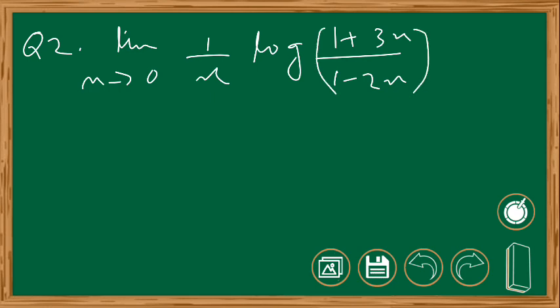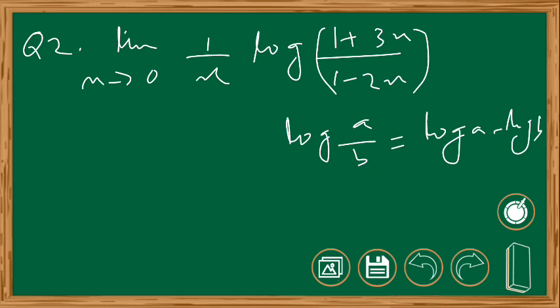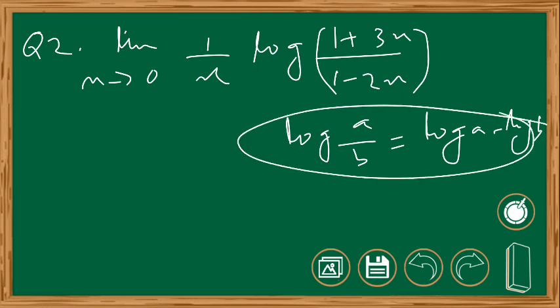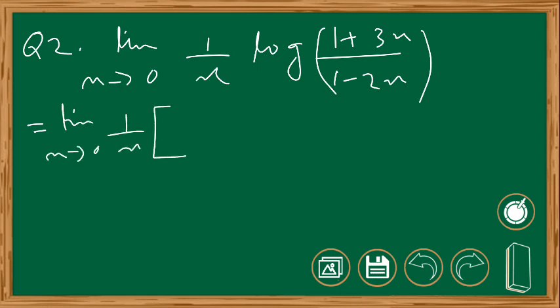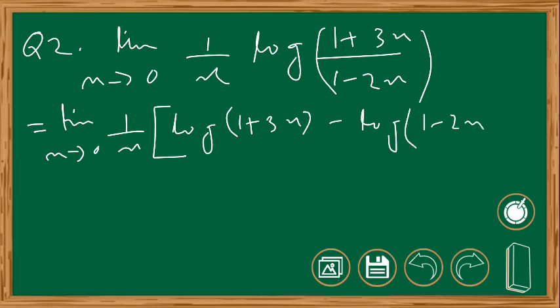Is that clear? So now I will use a property of log to solve this question. You know, whenever log a by b is written, I can write it as log a minus log b. So this property of log I am going to use. Let us see how I use it. This is equal to limit x tends to 0 of 1 by x, times log of 1 plus 3x minus log of 1 minus 2x.